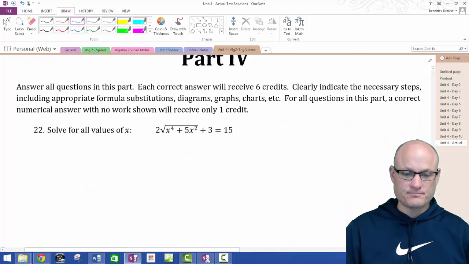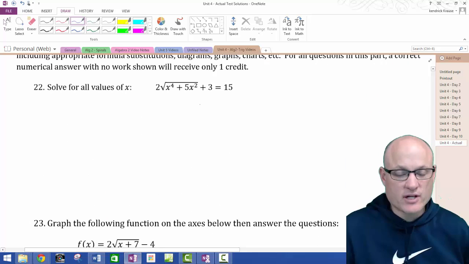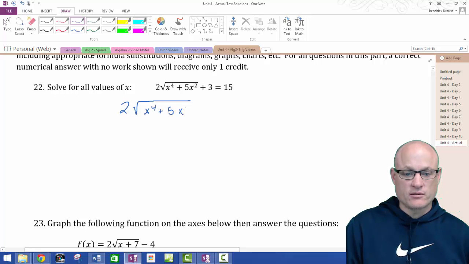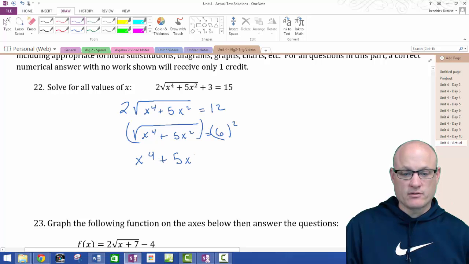Moving on. All right, so we have to isolate the radical. We're going to bring the 3 over. So I get 2 times the square root of x to the 4th plus 5x squared equals 12. Then I'll divide by 2. So I get the square root of x to the 4th plus 5x squared equals 6. Now I'm going to square both sides. So I get x to the fourth plus 5x squared equals 36.